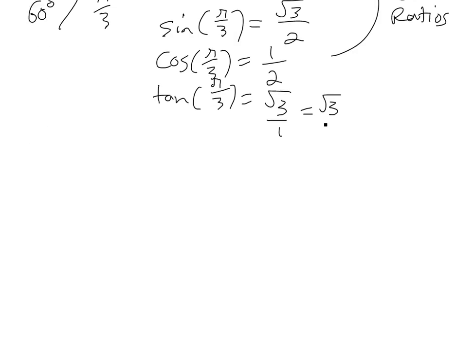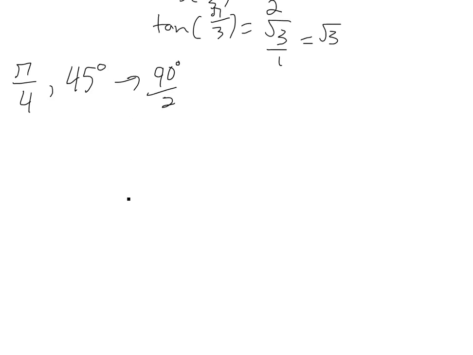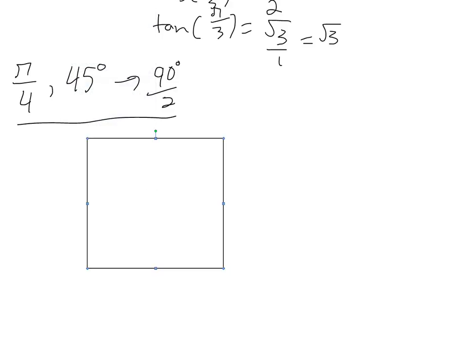Okay, so now another one, let's say pi over 4 or 45 degrees. Notice it's 90 over 2. To derive it, let's draw a box, a square. We'll call each length 1, 1, 1, 1, and this is 90 degrees. So just a regular square.